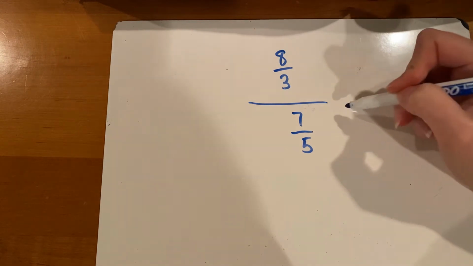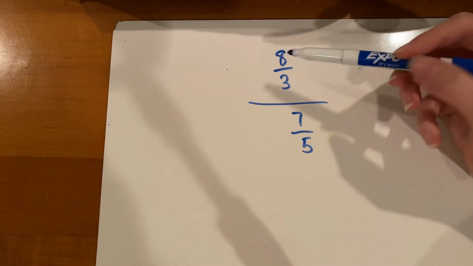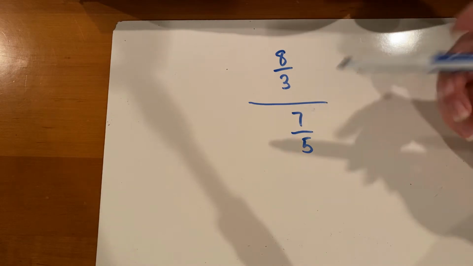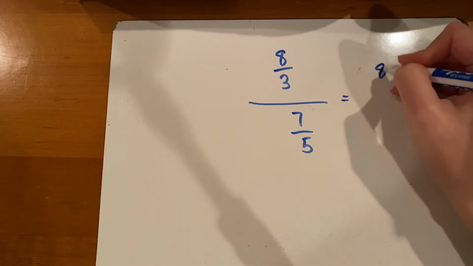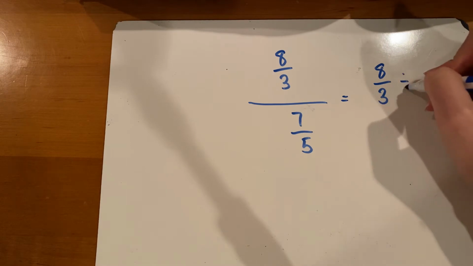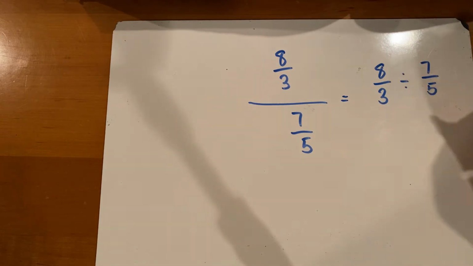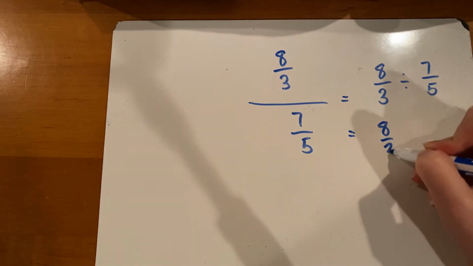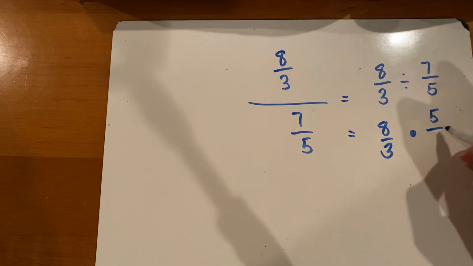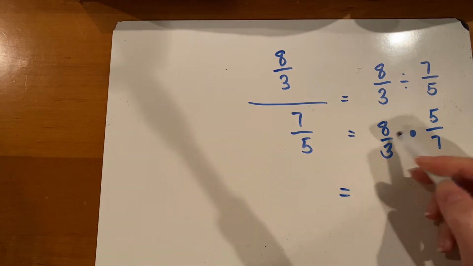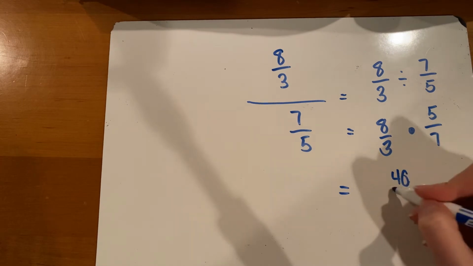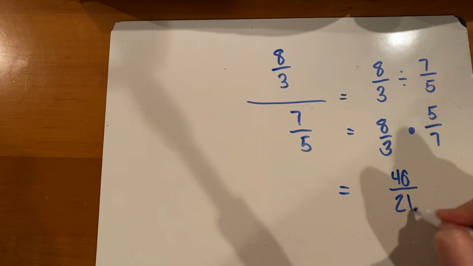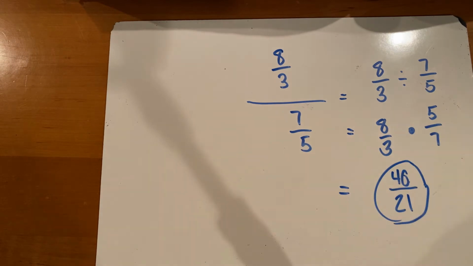Putting it over a division bar just makes it look more complicated, but it's the exact same thing as 8 over 3 divided by 7/5. Well, we know to be able to solve this problem, we multiply by the reciprocal. 8 over 3 times 5/7. 8 times 5 is 40. 3 times 7 is 21. And so while it's a complex fraction, it's still simple to solve once you go back to your basic rules. So this is the numeric version of it.